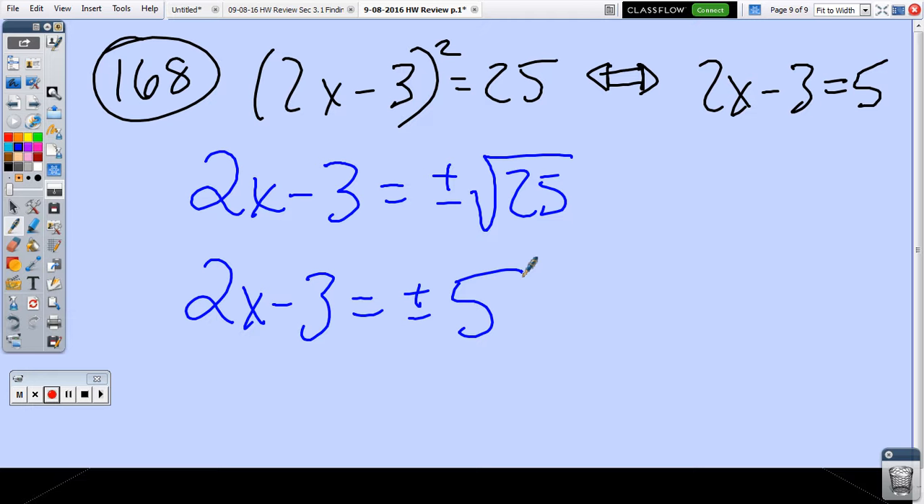Yes, if I have something squared and I decide to square root both sides, if you're taking the even root of a number, like a square root, it has to be plus or minus to consider all the solutions.